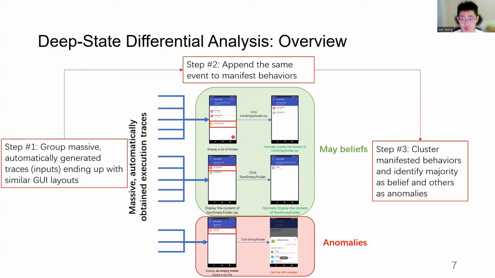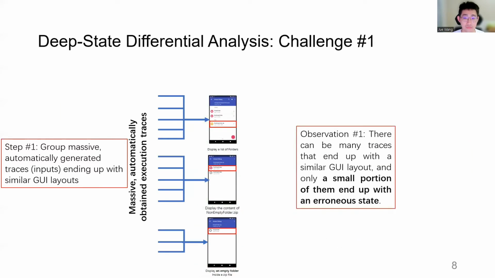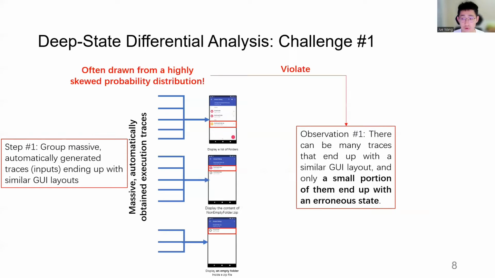Such an idea is non-trivial to apply on Android apps, and there are two major challenges. The first challenge comes from the distribution of the massive traces generated by automatic testing tools. For non-crashing functional bugs to be deviant behaviors, our first observation that only a small portion of the traces ends up with an erroneous state must hold. However, existing coverage-directed test input generators often provide inputs drawn from a highly skewed probability distribution, which can violate the observation.